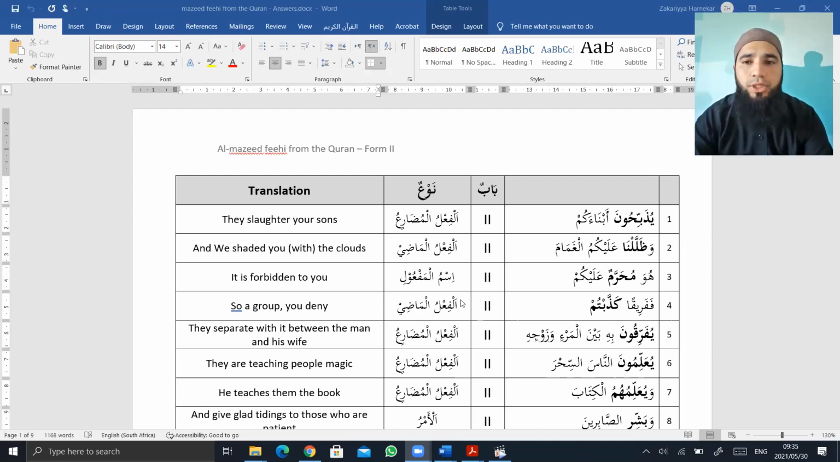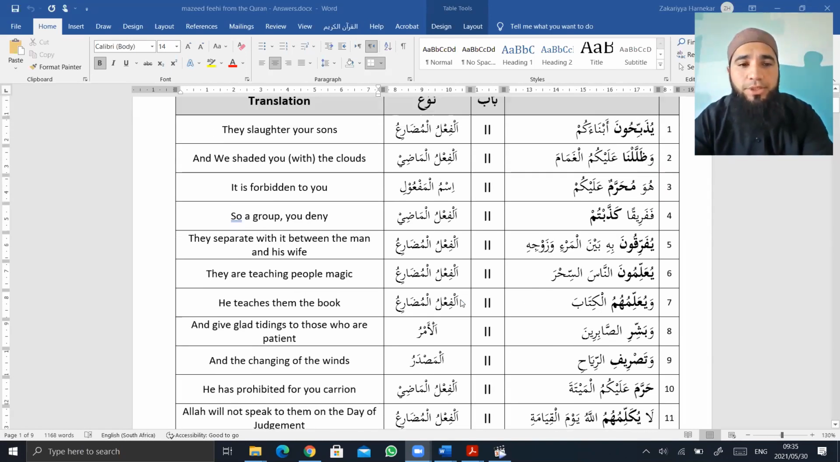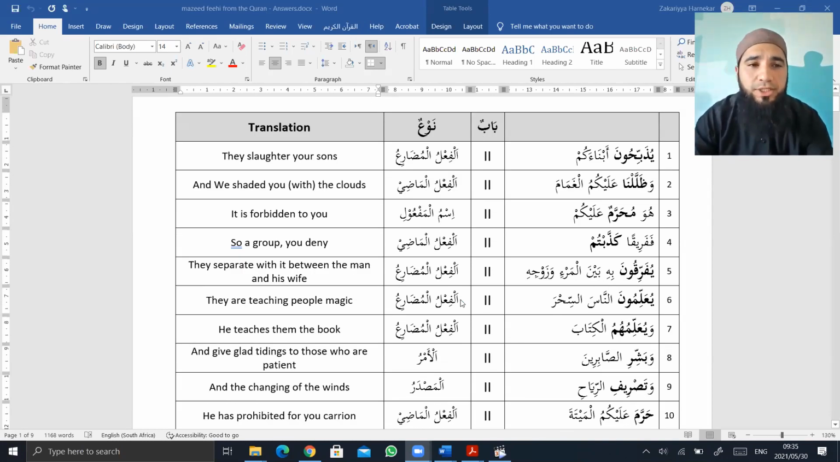What we're going to do now, inshallah, is we are going to go through these mazid fi from the Quran examples, and we're just going to check our answers and check that we understand everything correctly. If anybody feels that I should just go through it in order, you can tell me. Otherwise, I'm just going to pick random ones from all of the scales so that you can train your mind to interact with all of these scales very quickly.